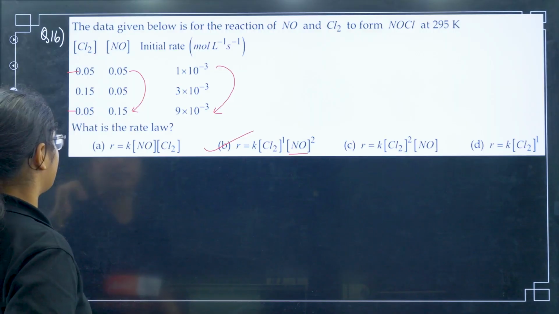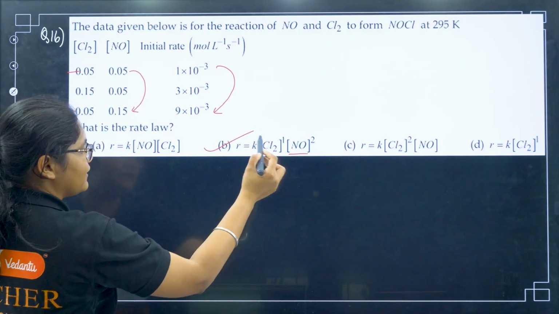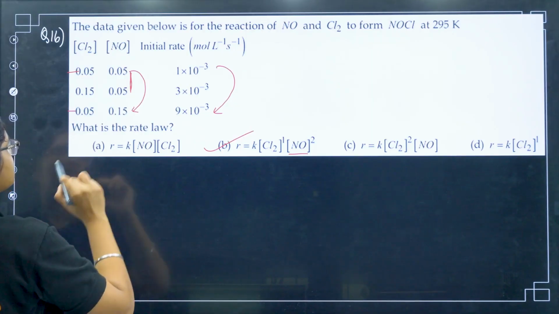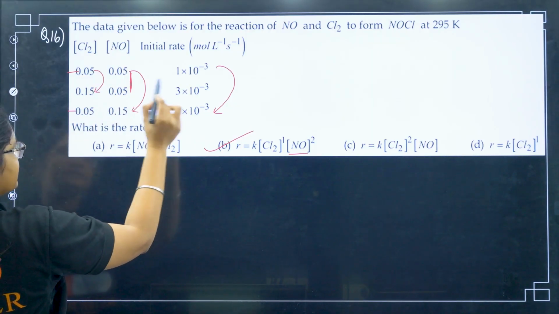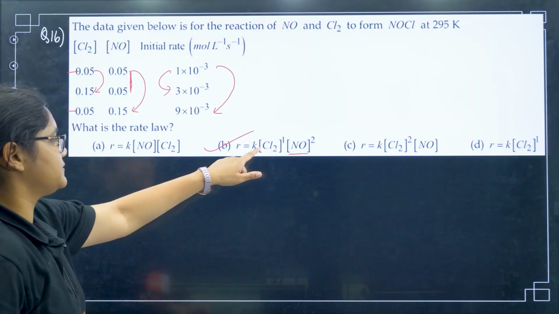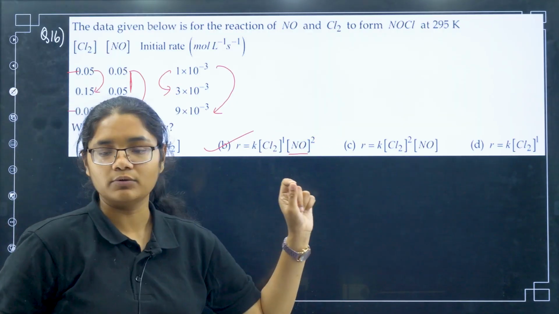But let us see for Cl2 also. If I want to understand the rate with respect to Cl2, NO should be constant, right? Here I am tripling the concentration, and the rate is also becoming triple, so it is a first order reaction. So with respect to Cl2 first order, with respect to NO second order.